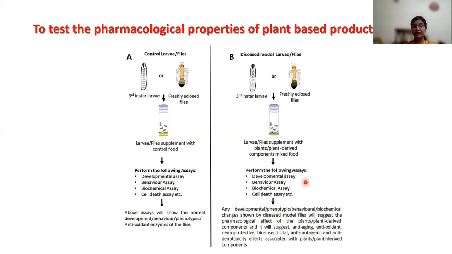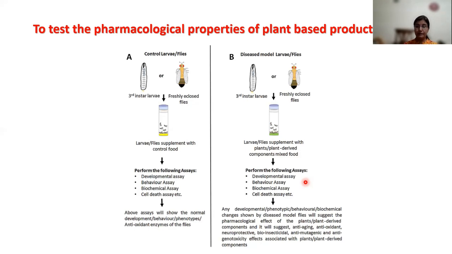Another assay which is available is the biochemical assay. Biochemical assay involves the assay of enzymes such as superoxide dismutase, catalase, glutathione peroxidase, and glutathione S-transferase. They are popularly done in these flies, and they are used to examine the antioxidant potential associated with the selected plant-derived components.